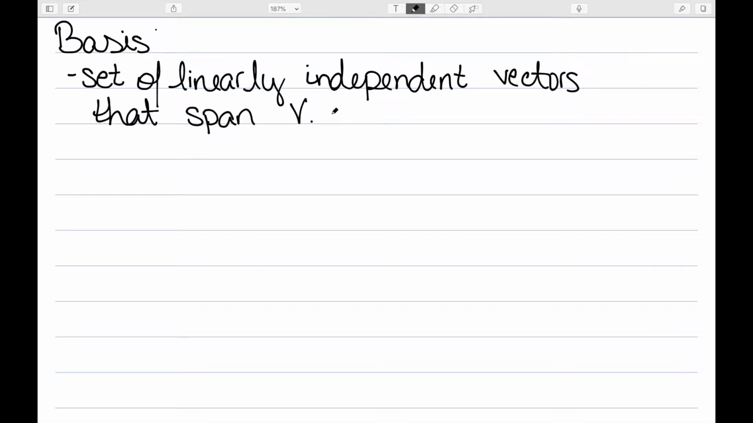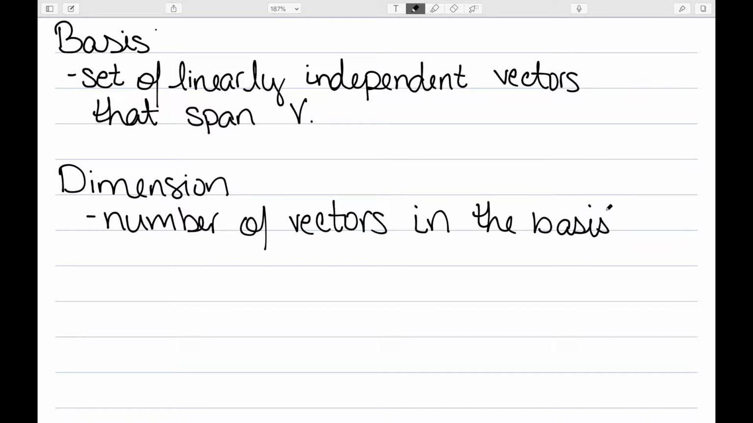A basis is going to be a set of linearly independent vectors that spans V. So I need to be able to write every vector as a linear combination of the basis, and it should be linearly independent. So the homogeneous system should only have one solution. The dimension of a vector space is going to be the number of vectors in that basis. So let's look at some examples.